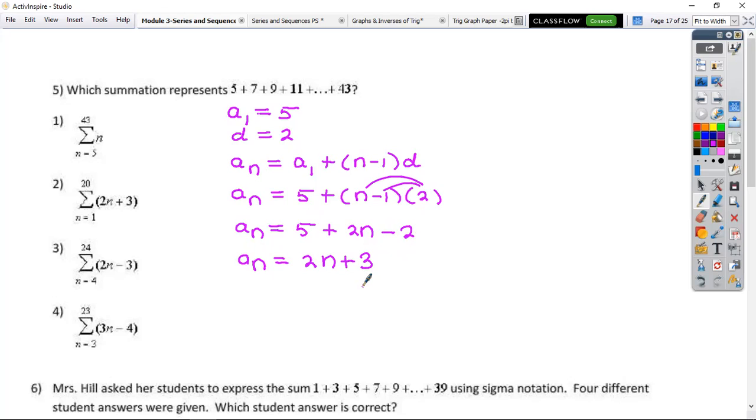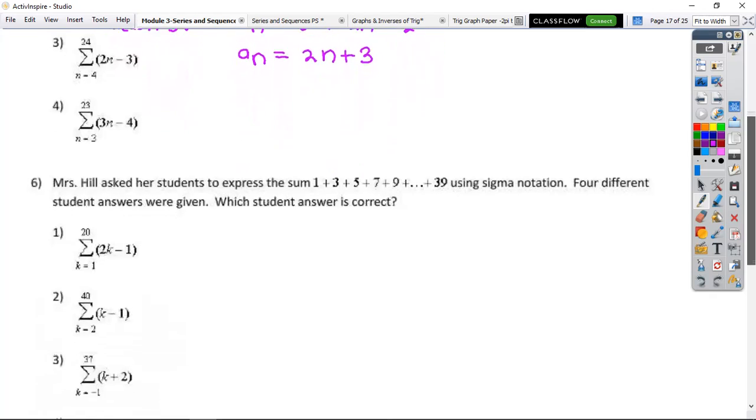But what I'm going to caution you on is a lot of these you do have to check. So what I would check for is that the first term works and the last term. So if I plug in a 1, does it work? Does this give me the first term? Yes. Now I got to check the back. So 2 times 20 plus 3, does that also check? Yes. So sometimes you will see these written that the formulas are the same for a couple of the answers, but the start and stopping points are different. So you want to make sure you check that too.